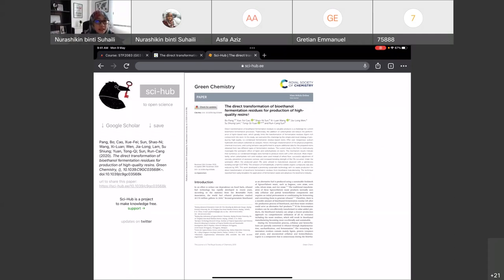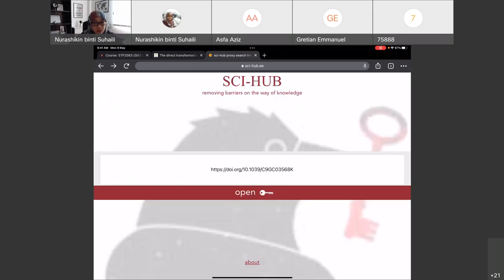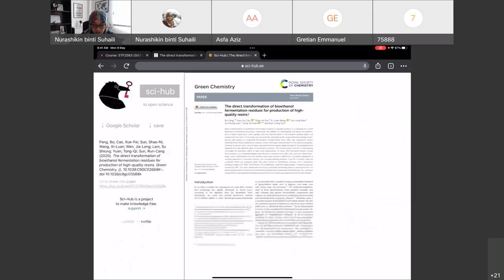So you have to try many links, many many versions. Okay, this one works just now. So that's how it works. Tengok tadi. You put the DOI on this field. Okay, and then you open, and it will direct you to the PDF. This is actually the PDF.